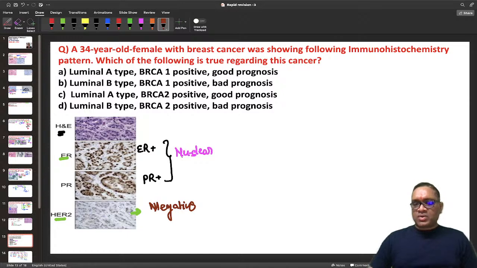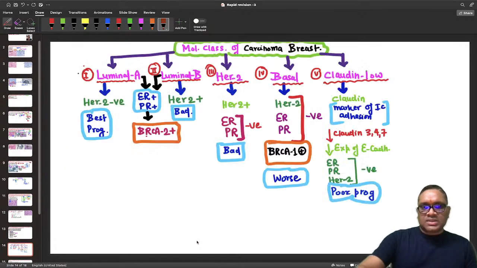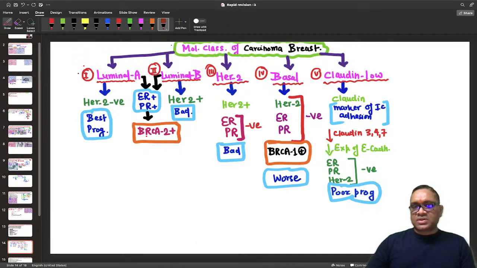ER, PR positive, HER2 negative is a luminal A type of breast cancer with BRCA2 positive, and they will usually have good prognosis. This is very, very important. So this is luminal A, BRCA2 positive and good prognosis. Now I am going to explain the molecular classification of breast cancer. There are 5 categories: luminal A, luminal B, HER2, basal, Claudin low. That is the molecular classification of carcinoma of the breast.